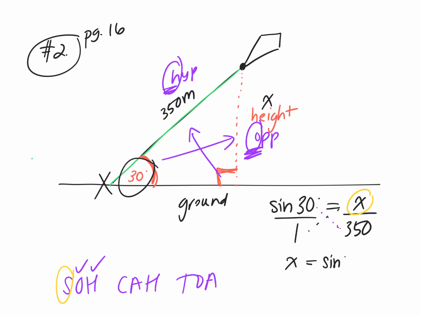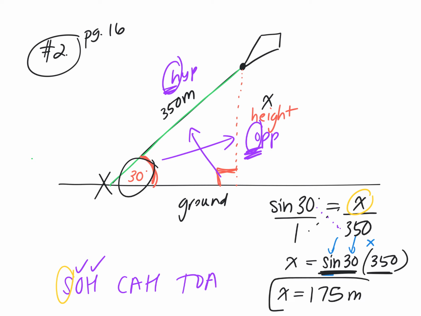You have to punch this in on your calculator. Again, you have to make sure you do it in the correct order. Some calculators, you have to type 30 sine times 350. Other calculators, you might have to type sine 30 and then multiply by 350. Okay, so if you multiply sine 30 times 350, what is X equal to? What'd you get? 175 what? Meters. Does that make sense? Yes.